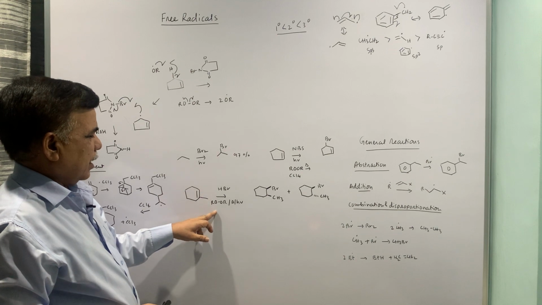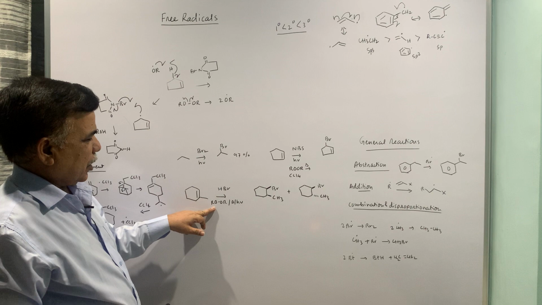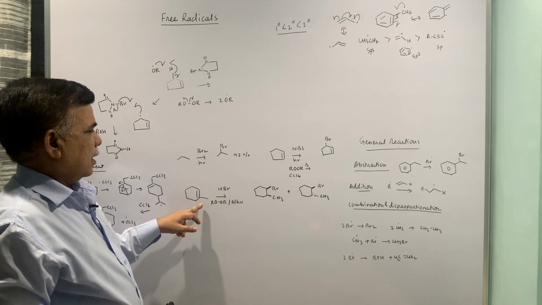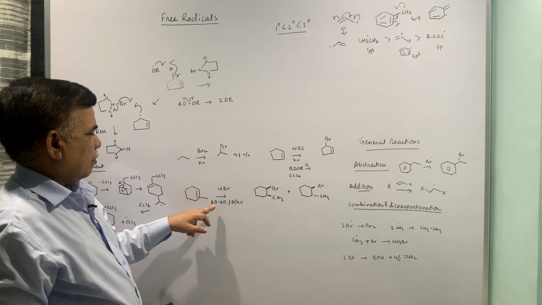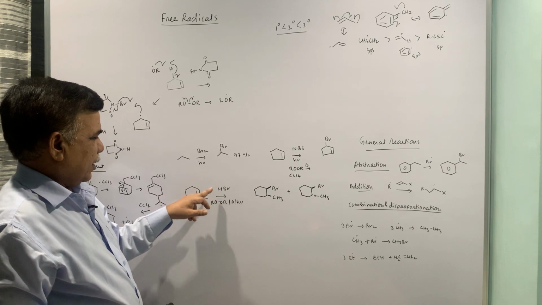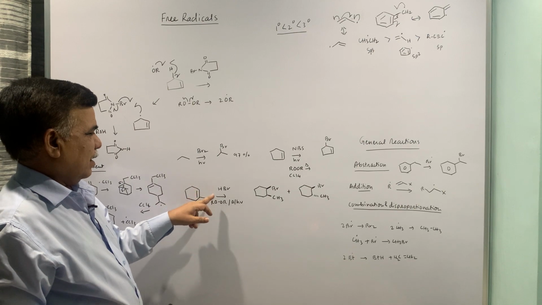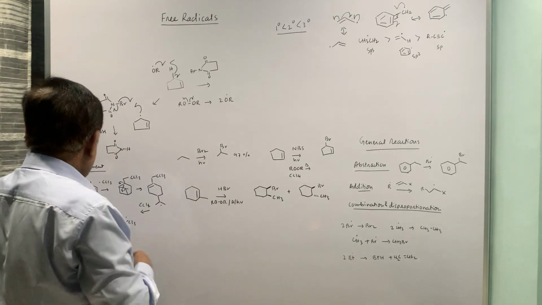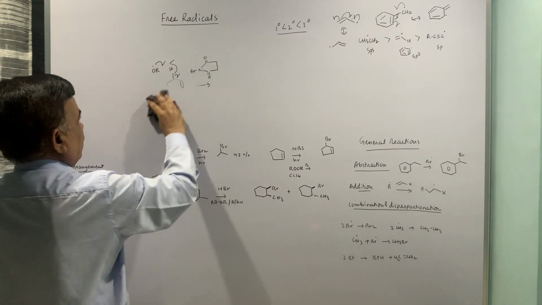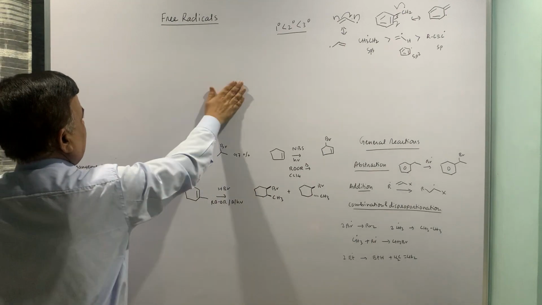Here HBr, and once again the alkoxy radical is generated from this homolysis, and this alkoxy radical... and now it is the addition of HBr across the double bond. So once again it will follow the same reaction pathway that we have written for propene, the same is applicable here.